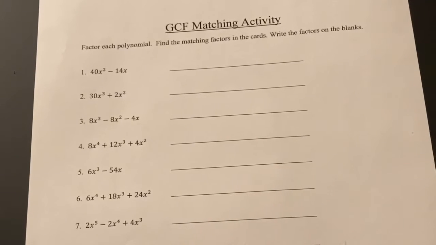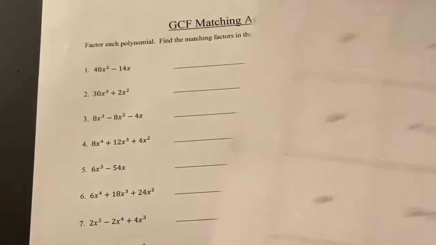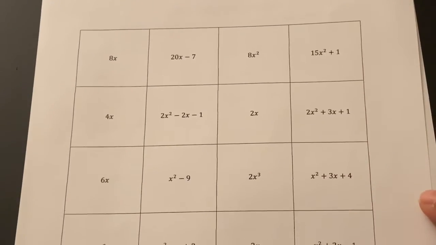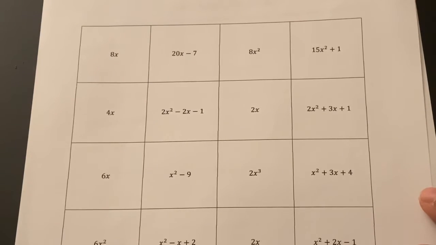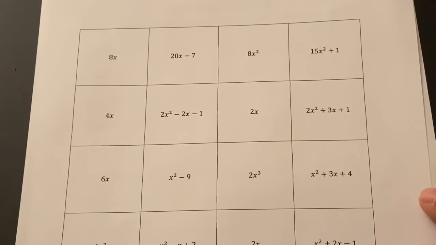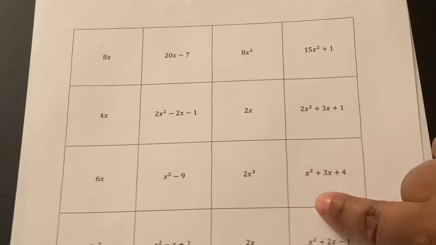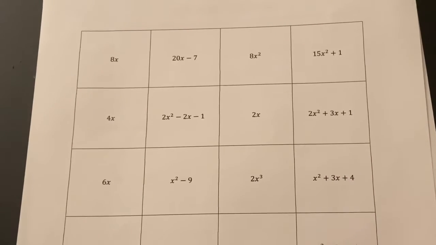So you're going to get this one, and you're also going to get this one, which has all the factor pairs on it. Remember, when you factor out a GCF, you put the GCF in front of the parentheses, and you put whatever's left inside the parentheses. Every time you get a factor pair, I want you to scratch it out on here. I'm going to show you what I mean. We're going to do numbers 1 and 2 together.